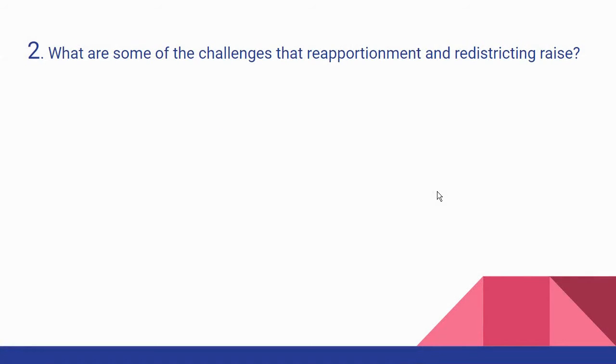Second question, what are some of the challenges that reapportionment and redistricting raise? Now let's talk about this for a moment. I've used that word apportionment before, and reapportionment, so I want to review what we've talked about on that term. Apportionment. When the Constitution was written, they said that the representatives shall be apportioned based on the population. So that means that however many representatives there are in total, that is then divided up among the 50 states to determine, based on population, how many each state gets.